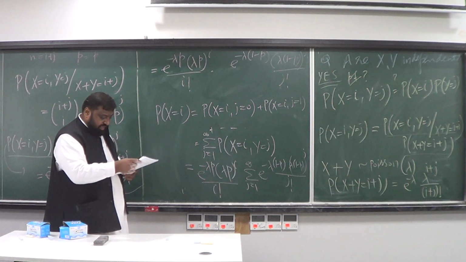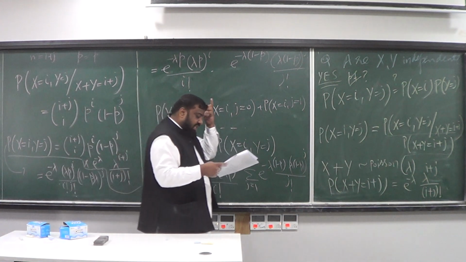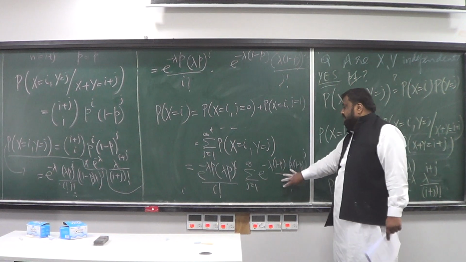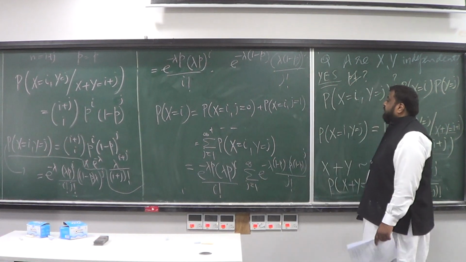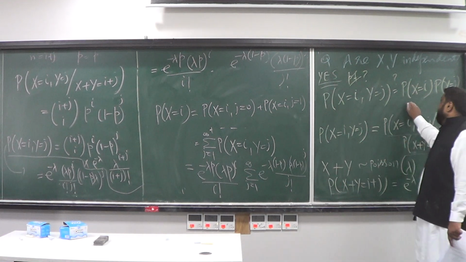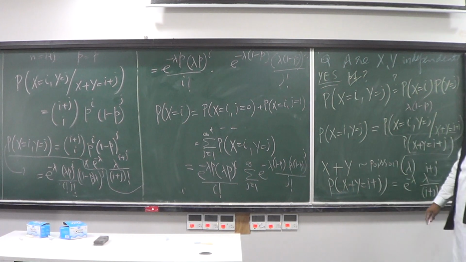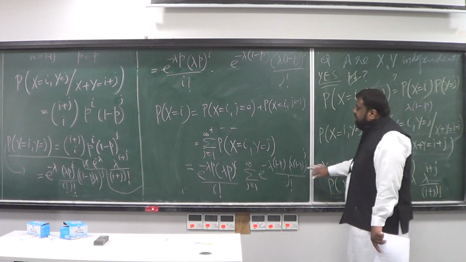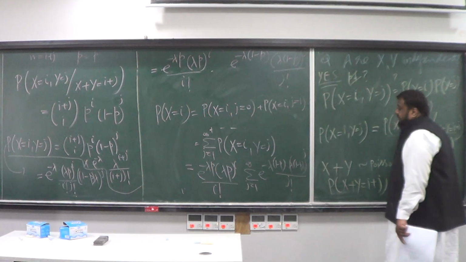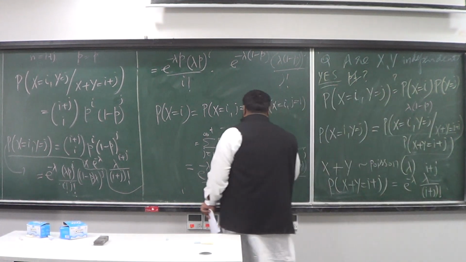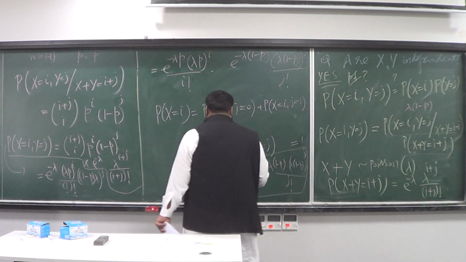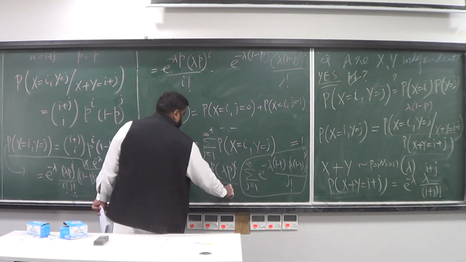And this can also be written as what? If you see, this is the sum of the probabilities of the Poisson random variable with the parameter lambda(1-p). So this sum must be equal to 1. And hence the probability of X equal to i is this quantity.